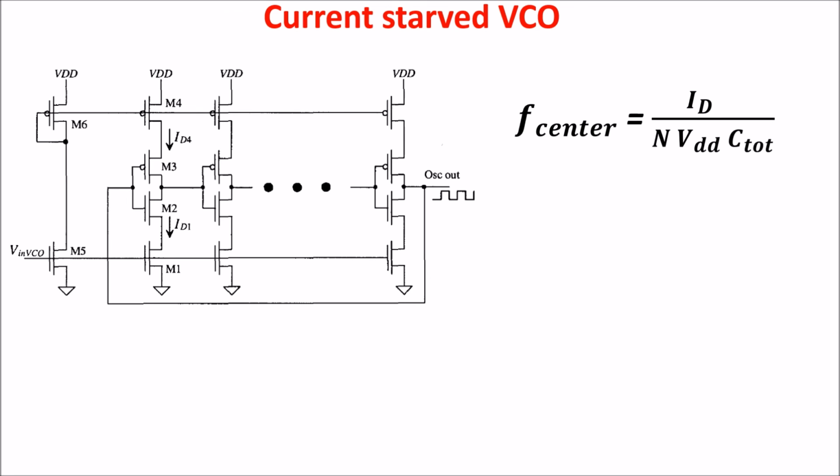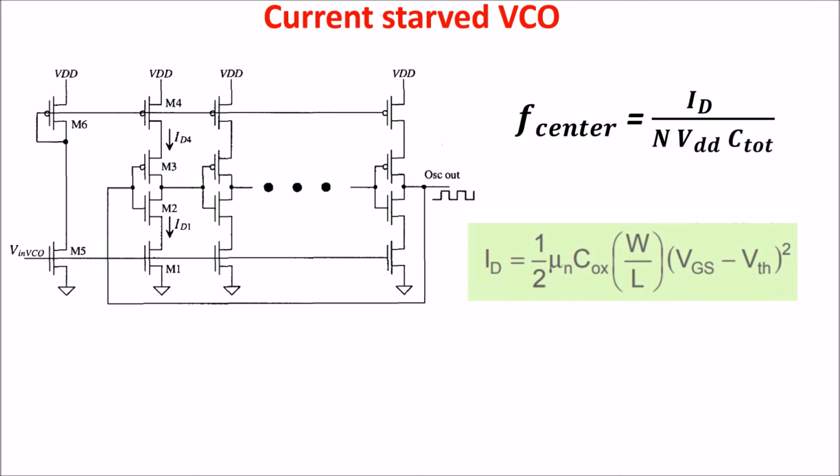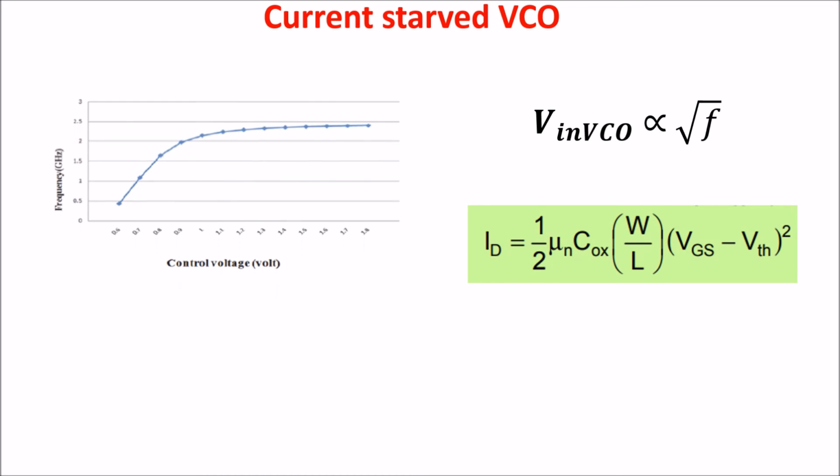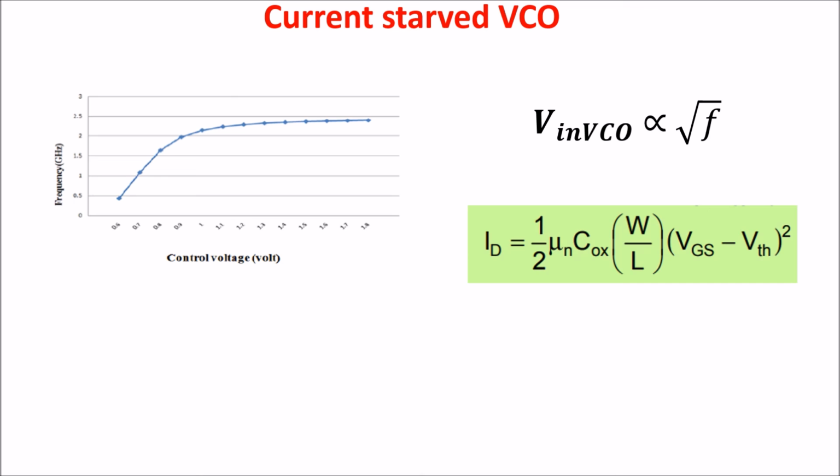Now remember that when the MOSFET is in saturation, the current ID is related to the voltage between gate and source, VGS, by this quadratic relation. This means that the input voltage Vin VCO of our circuit is proportional to the square root of the frequency. So the relation between the input voltage and the oscillation frequency is not linear as it is in the ideal VCO, but it is this. But there are ways of linearizing this relation.